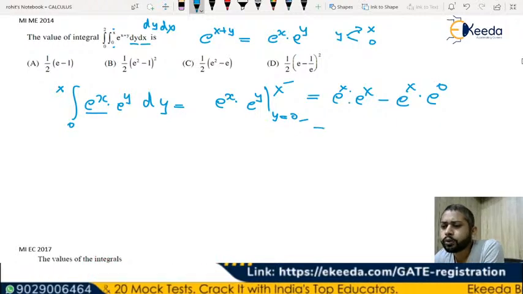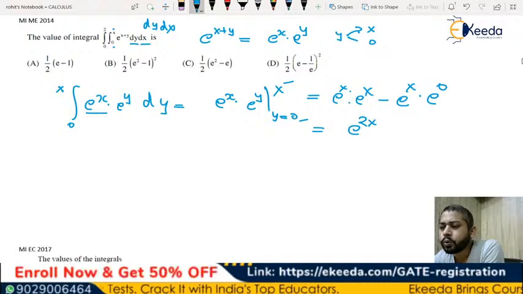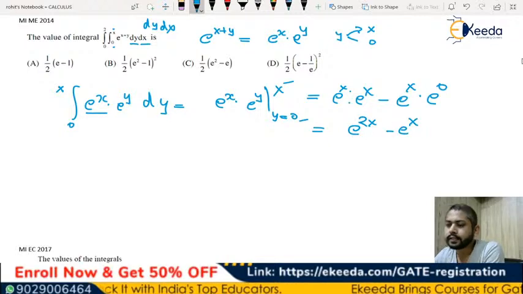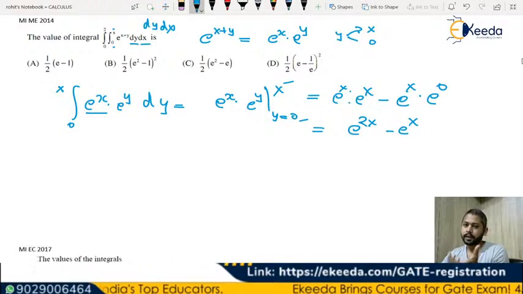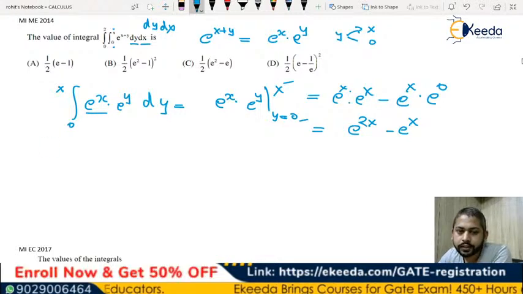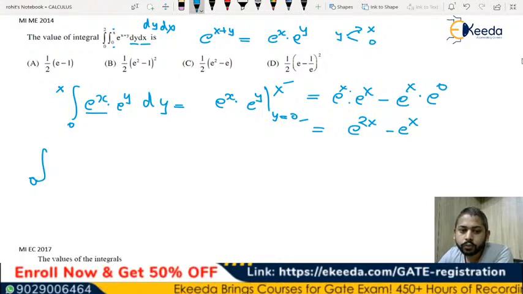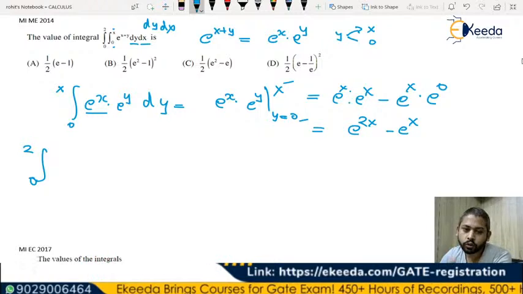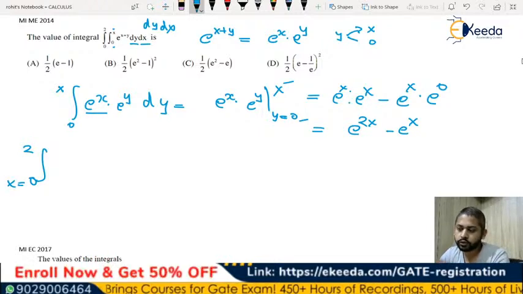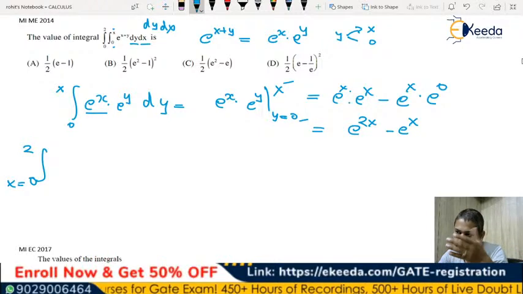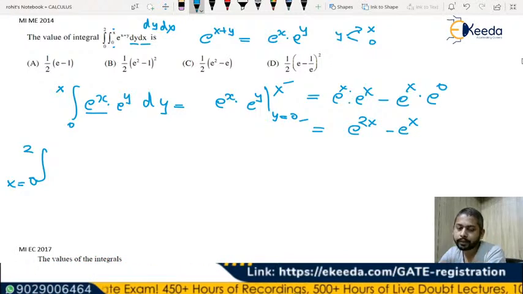So you can write it as e to the power of 2x minus e to the power of x. This is the integration of the inner part. So what we are left with is now from 0 to 2. What is this 0 to 2? This is x equal to 0 to 2. These are the limits of x, the lower limit being 0 and the upper limit being 2.